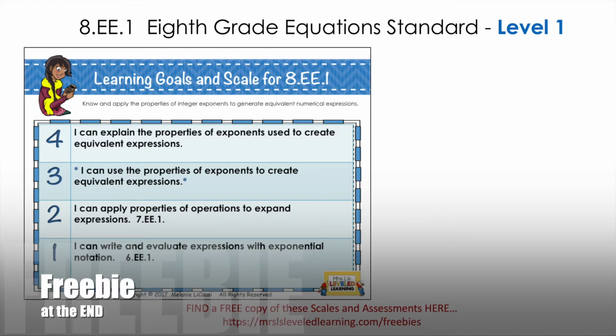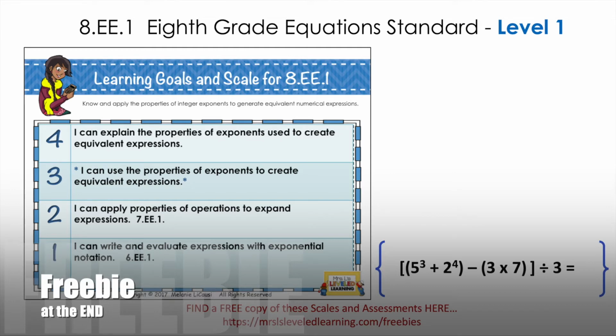In this 8th grade Equations and Expressions standard, students must know and apply the properties of integer exponents to generate equivalent numerical expressions. That can be a mouthful for adults as well as 8th graders. Some students at the middle school level start to get lost in the details, especially if they haven't mastered previous concepts. So in my proficiency scale, as much as possible, I try to align the current grade level standard with content from previous grade levels.